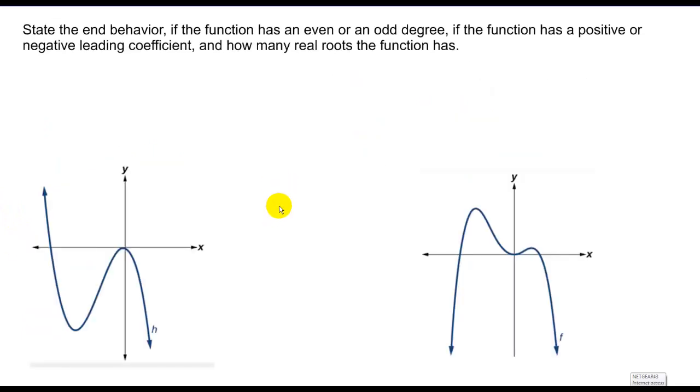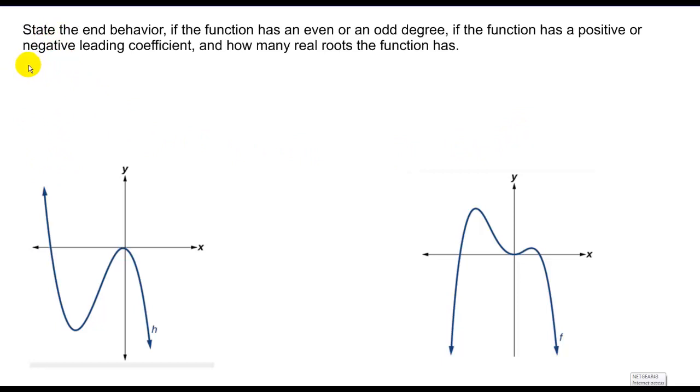So we want to state the end behavior of these graphs right here. If the function has an even or an odd degree, if the function has a positive or negative leading coefficient, and how many roots the function has. So, state the end behavior.